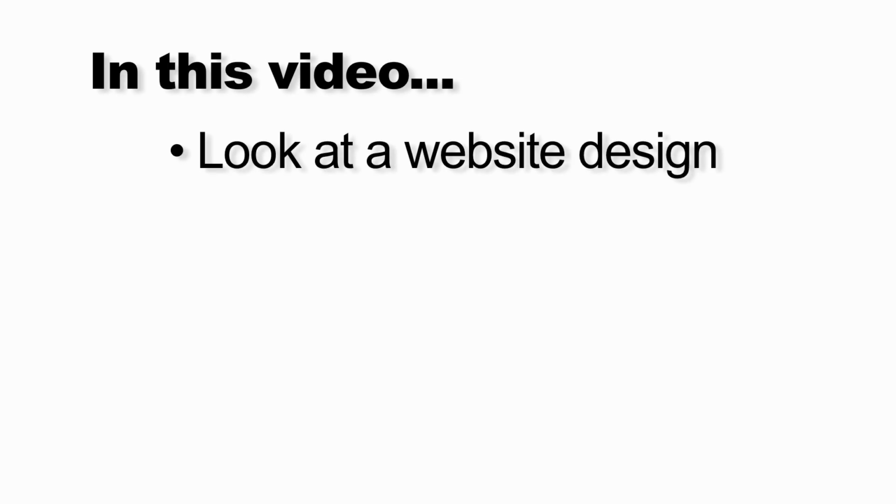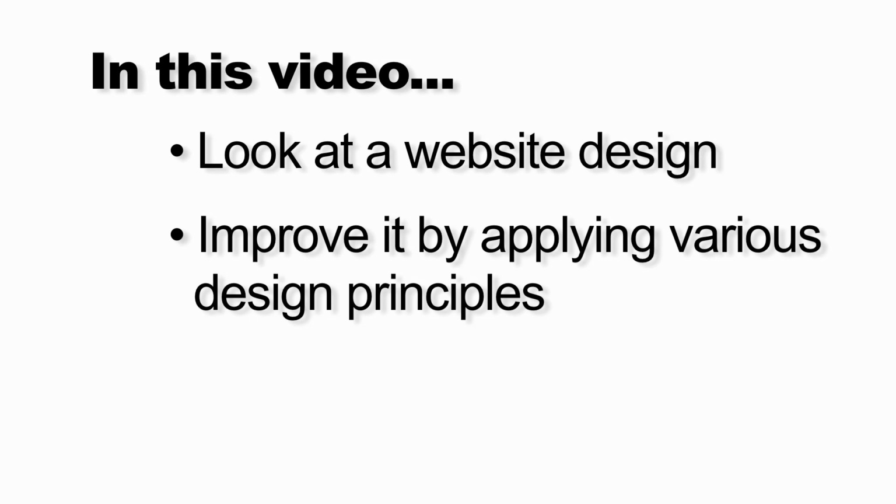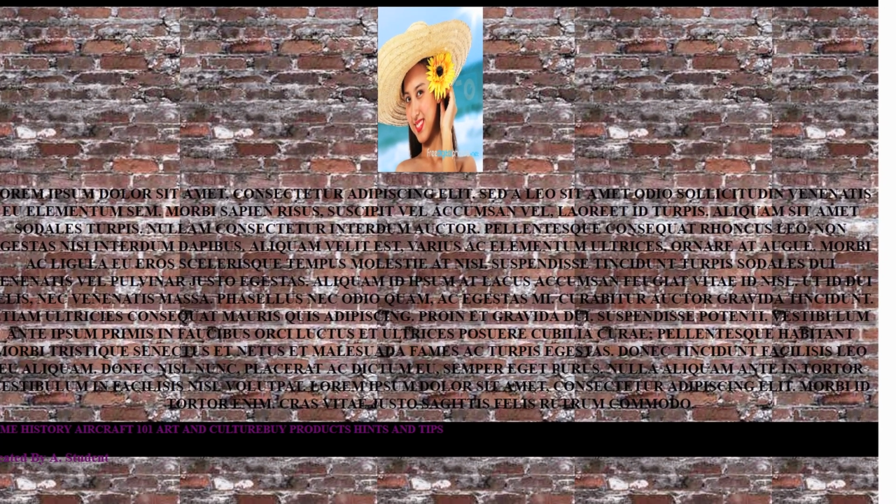In this video, we're going to look at an example of a website design and look at improving it using our understanding of web design principles. This example of poor website design is an amalgamation of things I've seen students do in their assignments. Let's look at what's wrong with this design and use our knowledge of good design principles to make changes.